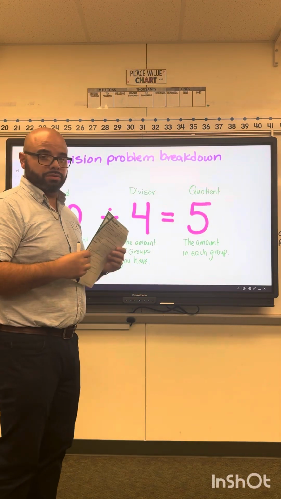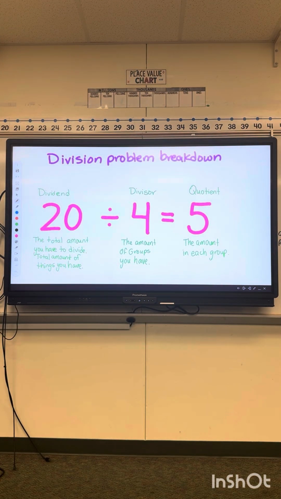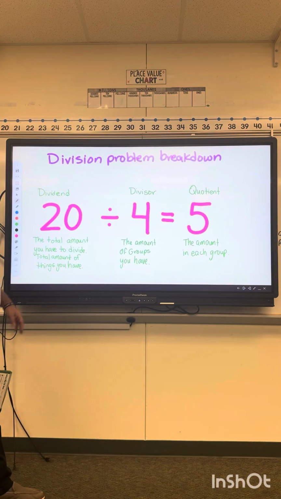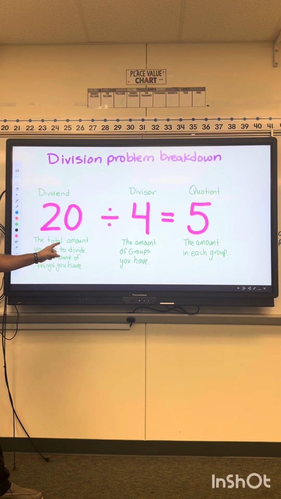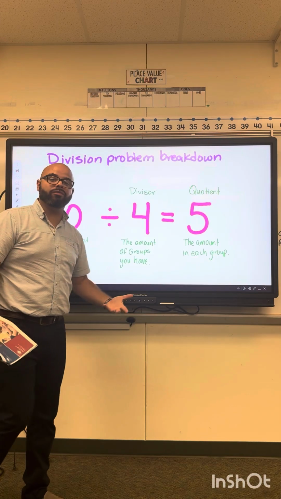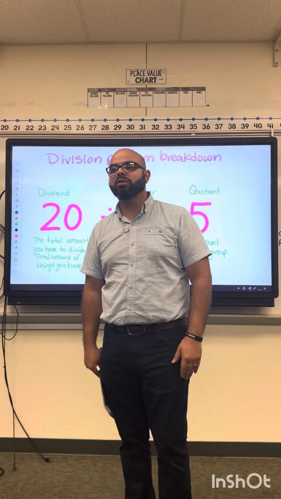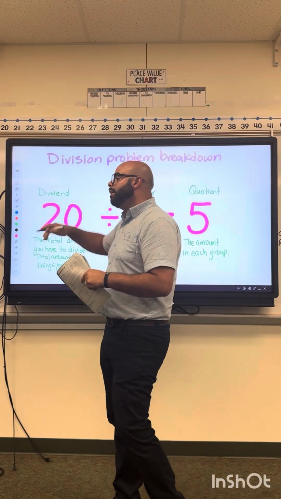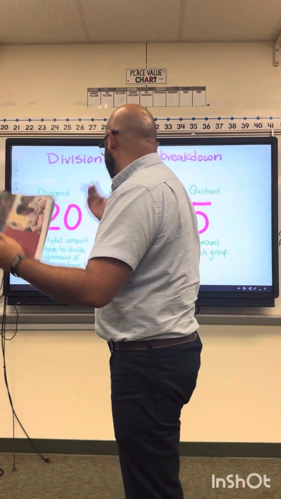So when it came to division and multiplication, every number has a name or a title and a responsibility. If we look at this division equation here, the 20 is called the dividend. That is the total amount you have to divide, the total amount of things you have. I was telling them, imagine you bought 20 pencils, 20 markers, or there's 20 people, and we have to divide those 20 people. So the dividend is the total amount that you have, of things or of people or of whatever.